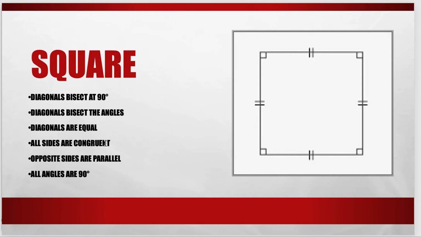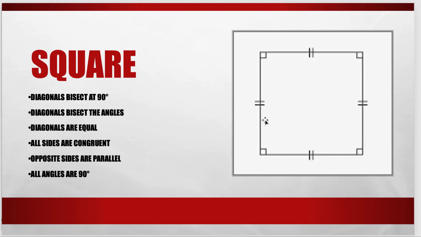Next is the square. The square has no properties of its own. The square takes properties from the other shapes, and none of them are original, because the square is a phony. And you can see that starting with diagonals bisect at 90, that's a copycat of the rhombus. Diagonals, so there are no diagonals on this, but if there was a line going from this corner to this corner and this corner to this corner, they would cut each other in half, and they're also congruent.